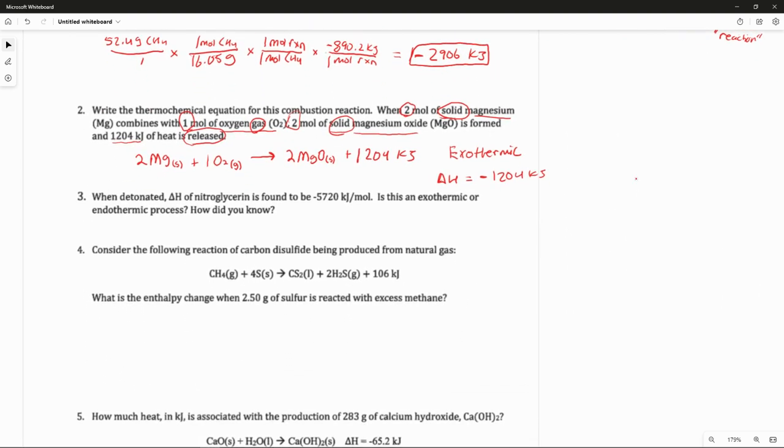When detonated, delta H of nitroglycerin is found to be negative 5,720 kilojoules per mole. Is this an exothermic or endothermic process? How did you know? What we discussed earlier in question 1 and 2 was that delta H can be positive or negative. In this scenario, delta H is negative 5,720 kilojoules per mole. If delta H is positive, it means that heat was added to the reaction, which makes it endothermic. Now, if delta H is negative, that's exothermic. Heat was released.